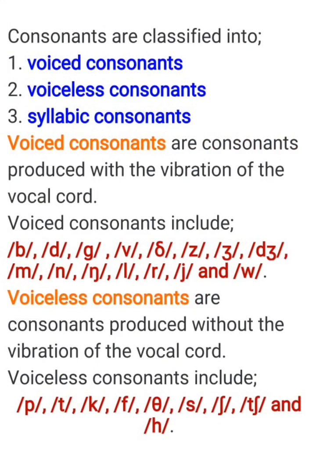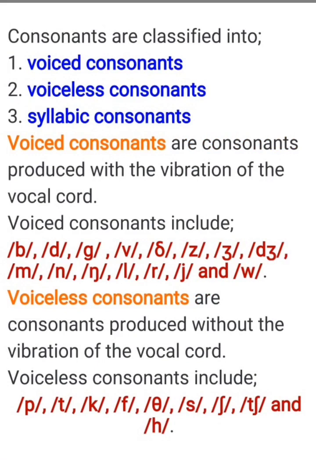So let's start. We have the first, B, vibration. D, there is vibration. G, there is vibration. V, there is vibration. Z, there is vibration. J, there is vibration. M, N, ng, L, R, there is vibration. And W, there is vibration. And so when you produce voiced consonants, the vocal cords vibrate.